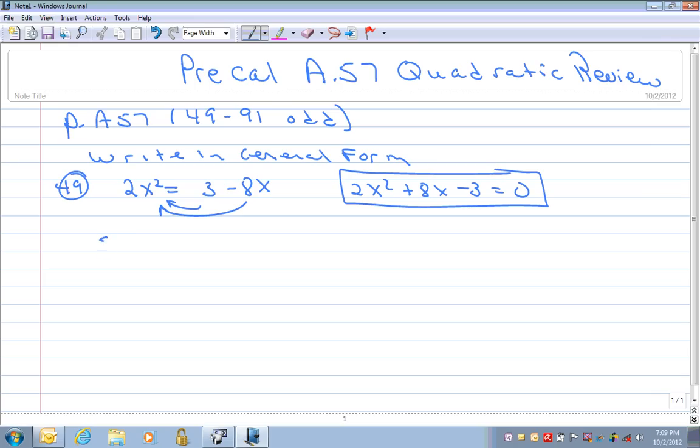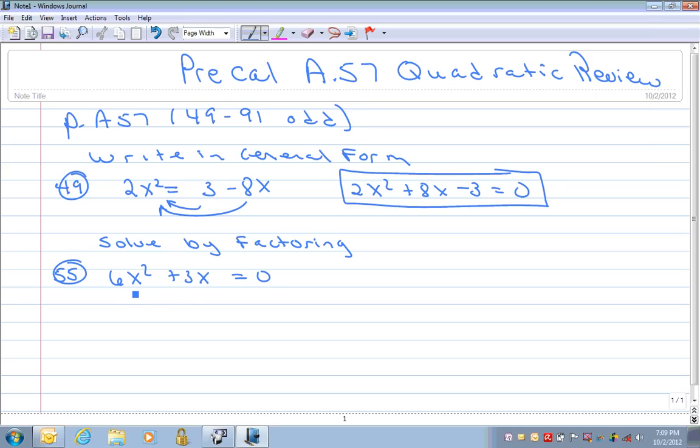Alright, next they're going to ask us to solve by factoring. So the next section is solve by factoring. And we're going to work problem 55. Problem 55 is 6x squared plus 3x equals 0.